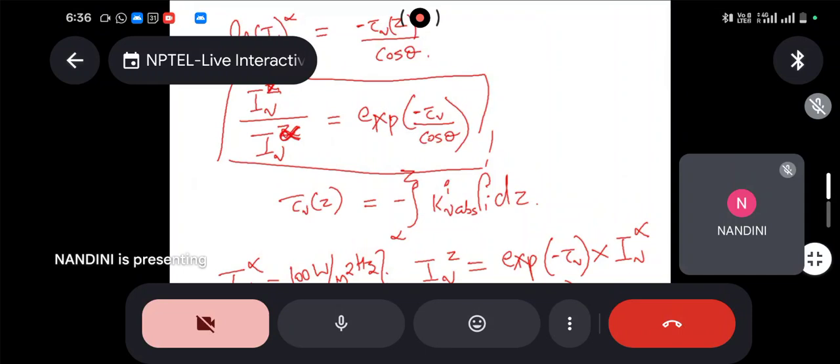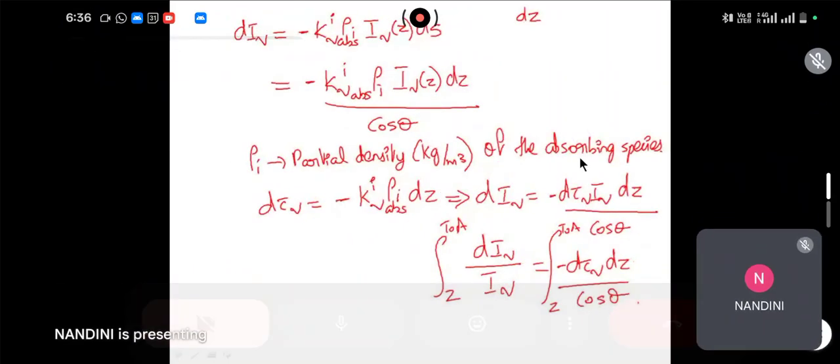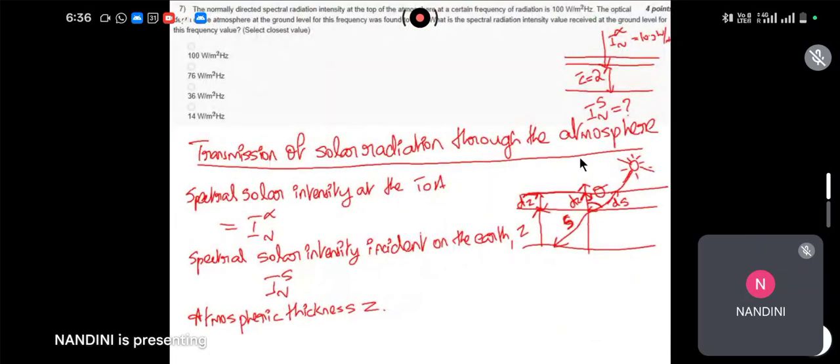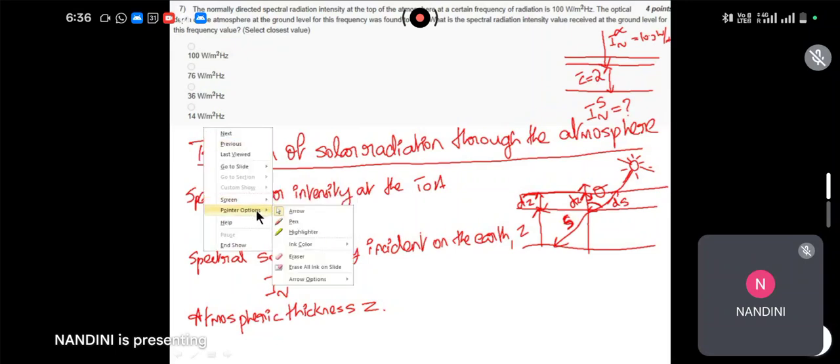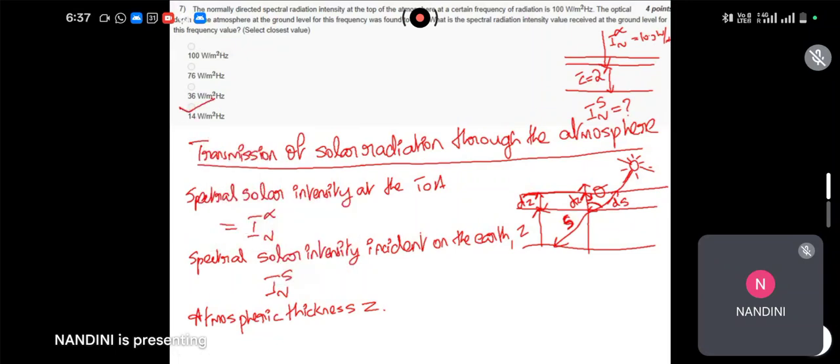This is the answer. We have different options in the question: 100, 76, 36, and 14 watt per meter square hertz. We got the answer to be 13.53, which is close to 14 watt per meter square hertz. So if we know the intensity of the solar radiation incident on the top of the atmosphere and the optical depth of the atmosphere, we can calculate the intensity of the radiation reaching the ground level.